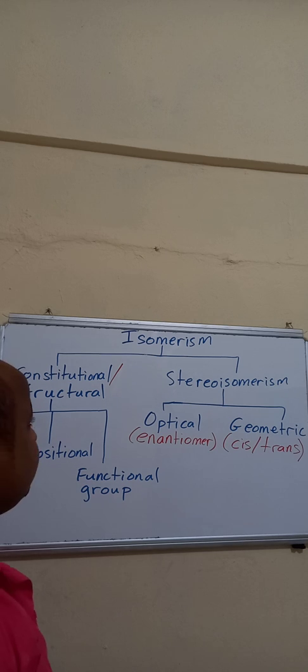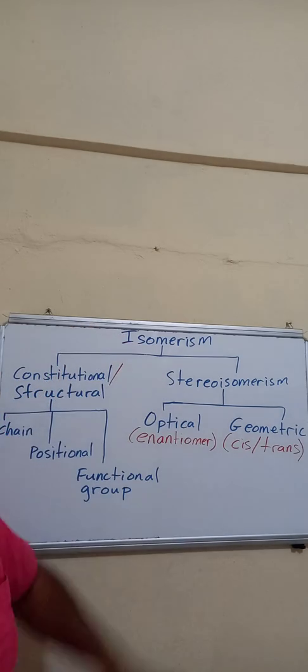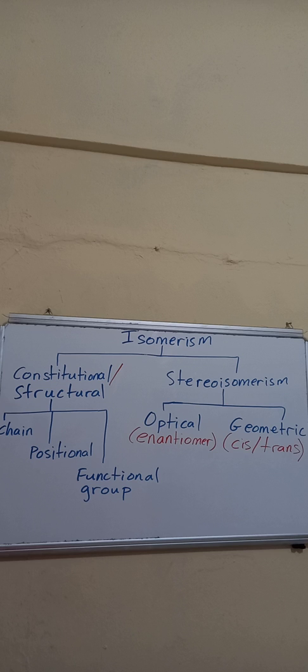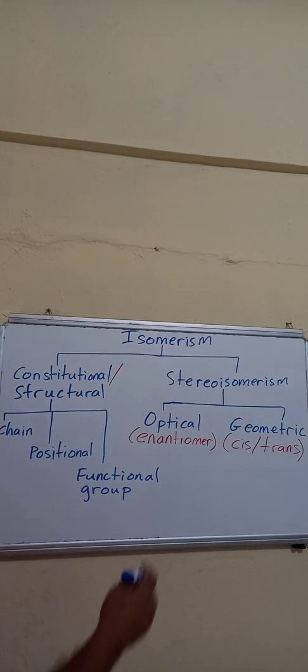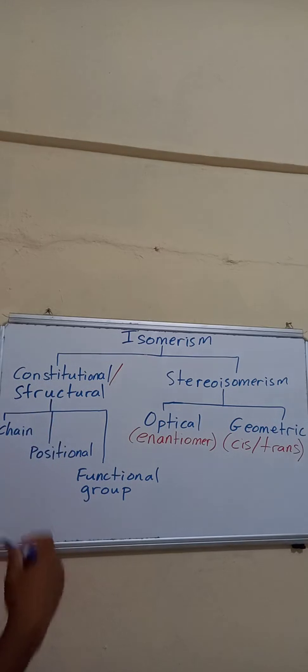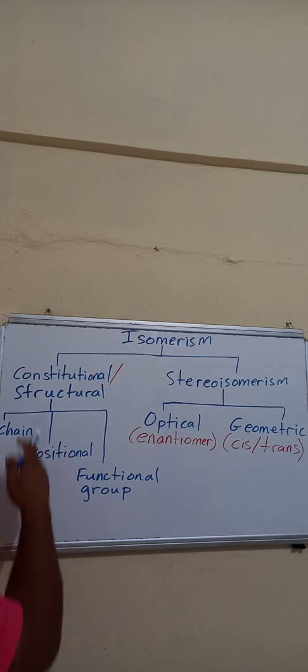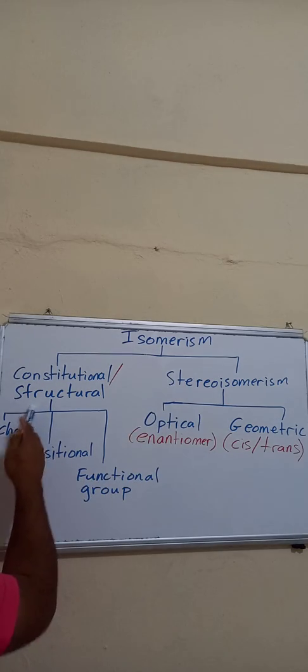Alright, welcome back again. In this video, we will be looking at isomerism, but this time we are going into more details and looking at different isomers. The isomers you would have been accustomed to would be the structural isomers. For isomers, we have two main categories. We have the stereo isomers and we have the constitutional isomers, which is also referred to as structural isomers.